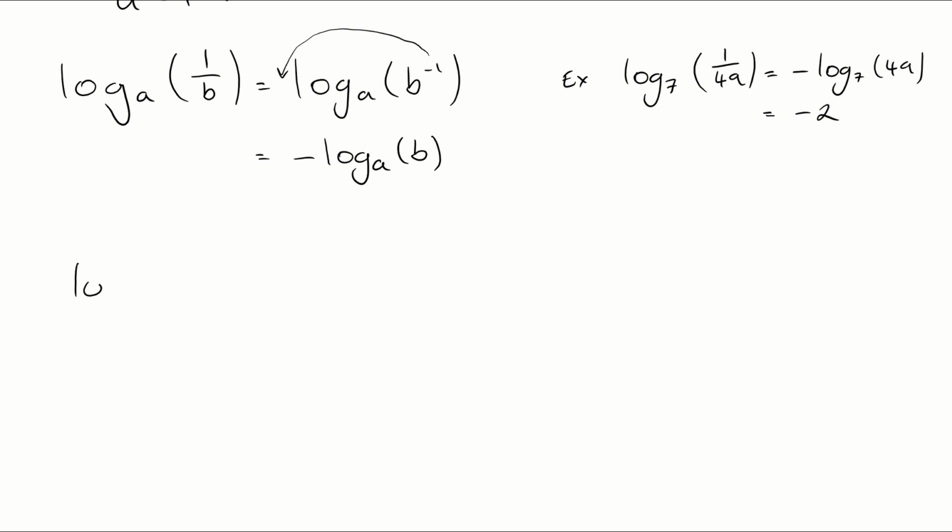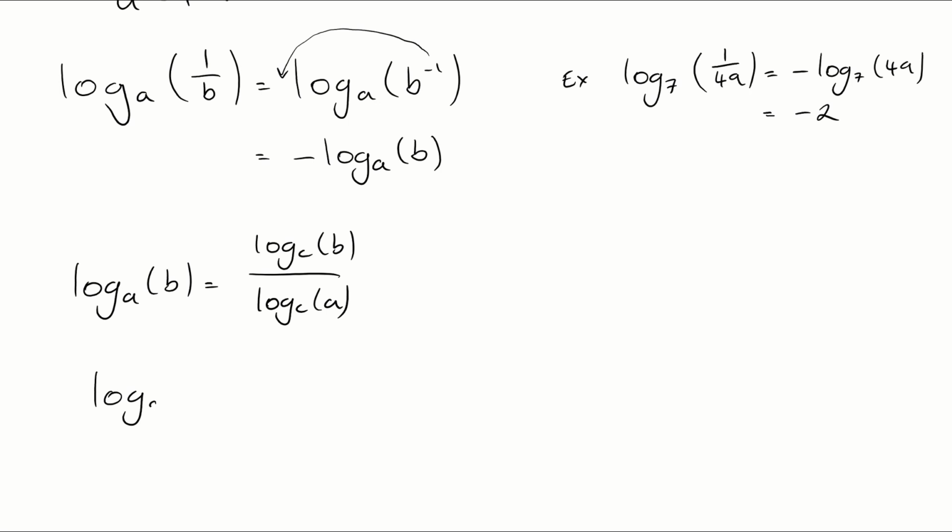So log to the base a of b, we can actually write this as log to the base c of b divided by log to the base c of a, where we then get to choose what that base might be. Where would we see this in action? Well, let's try and take on the following problem. Log to the base 9 of 27.